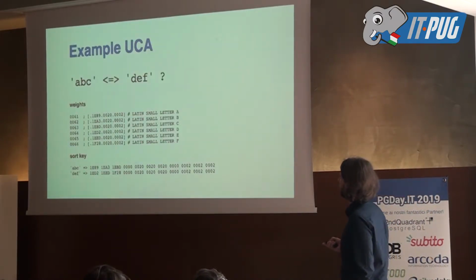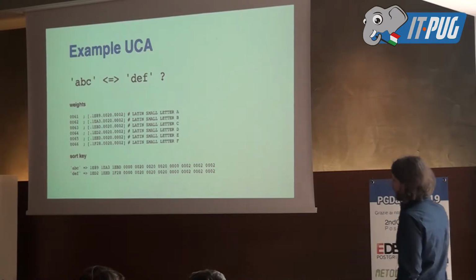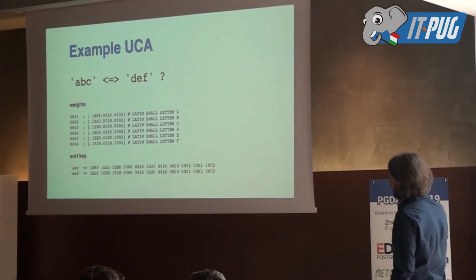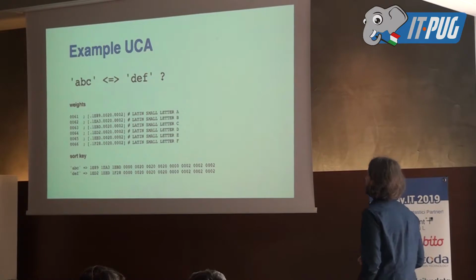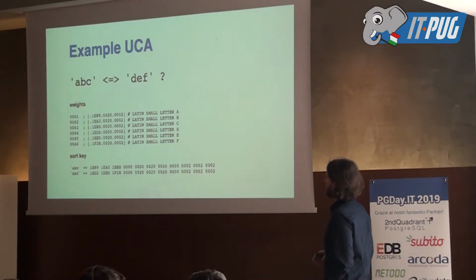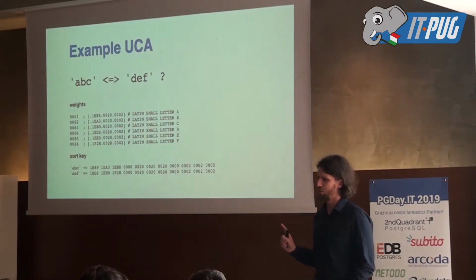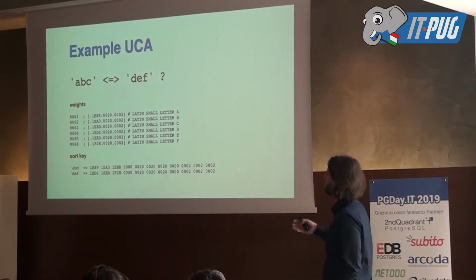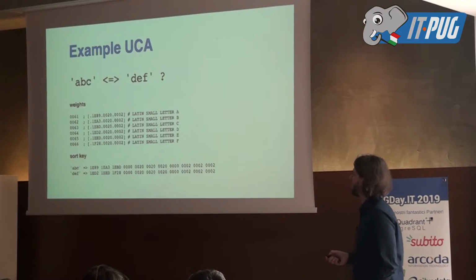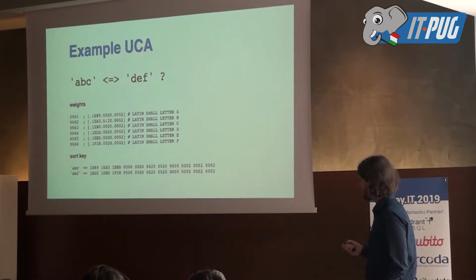My clicker works. Here you go. So, the Unicode collation algorithm. We have two strings, A, B, C and D, F. We know what the result should be, right? So how does it actually work? We don't use just one number for each letter. At least in the default setting, there are 3. These are called weights. So there's 1, 2, 3.